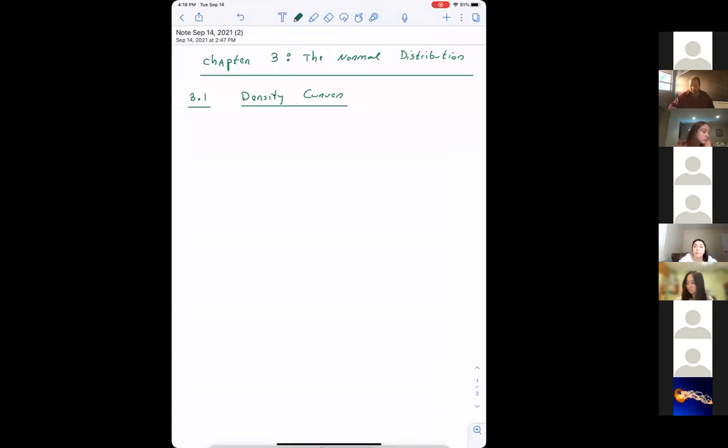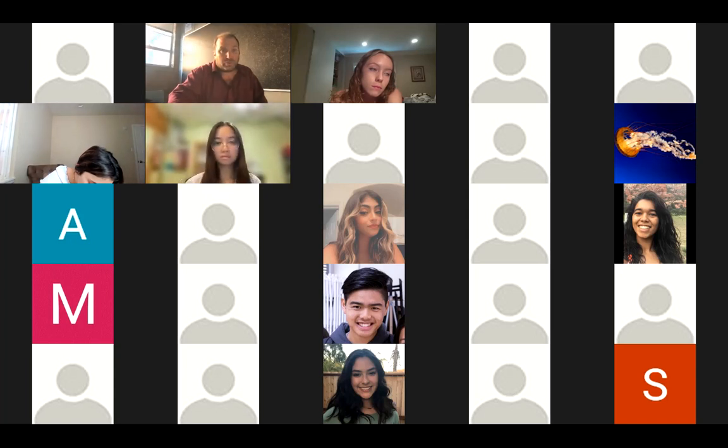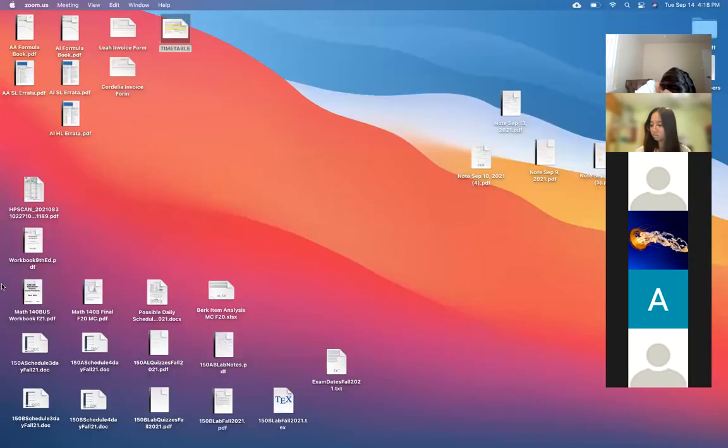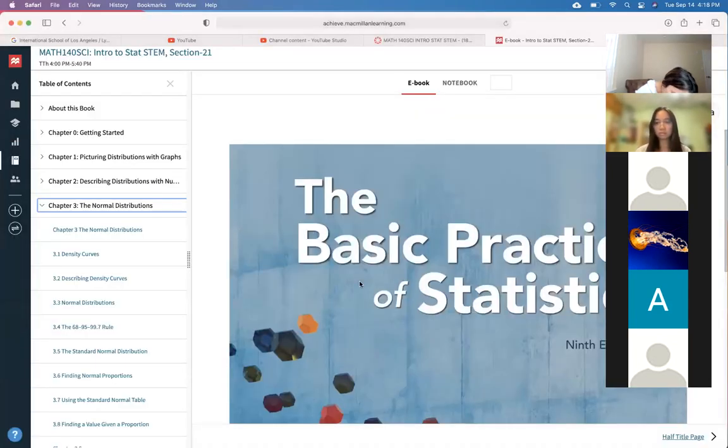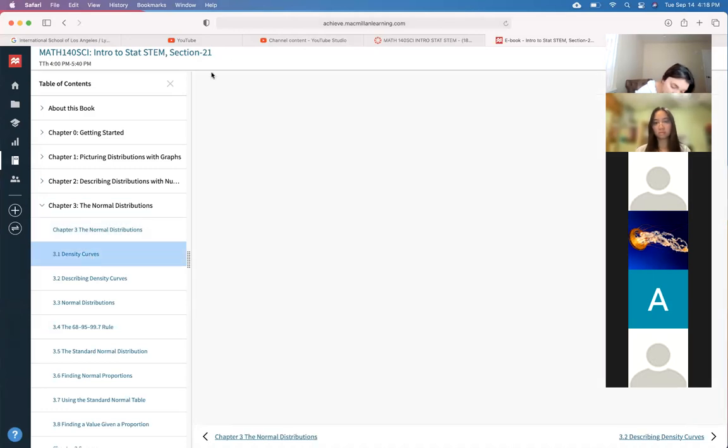If you have the book in front of you, in fact, just in case you don't, I will share again here. I'm going to load up the ebook so I can show you. We're in chapter 3 now. Let me share my screen again. And we have in chapter 3 our density curves here.